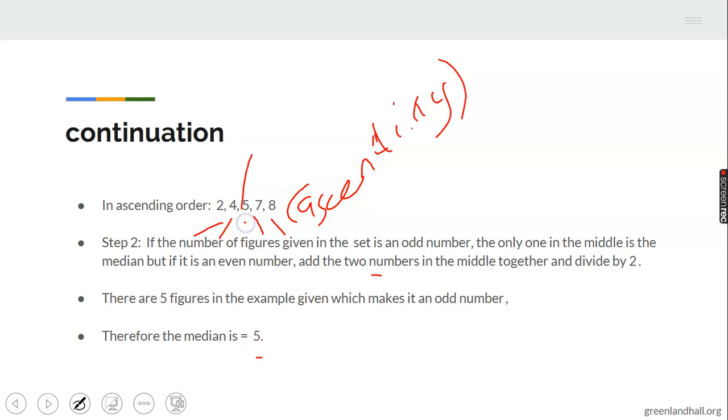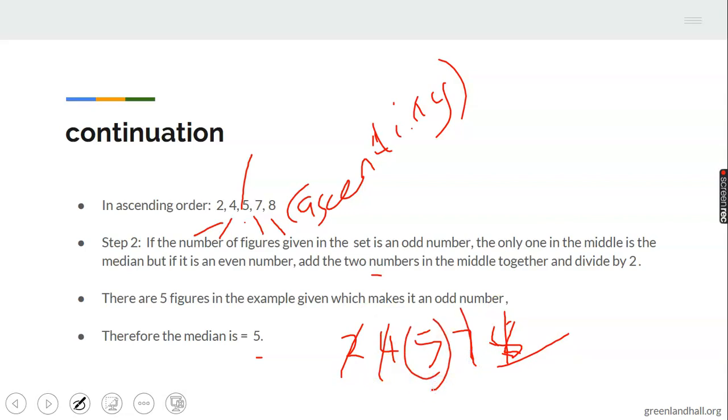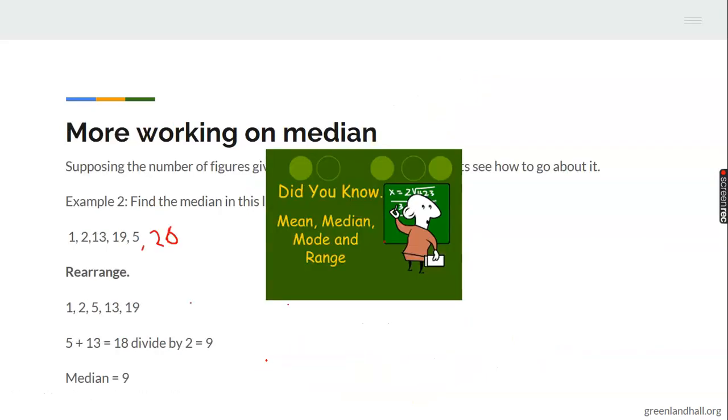You can see 5. So when you say 2, 4, 5, 7, 8, you take 1 here and 1 here, and again 1 here and 1 here. This one does not have any partner, so that's the only one in the middle. That is the median. I hope you understood median now.